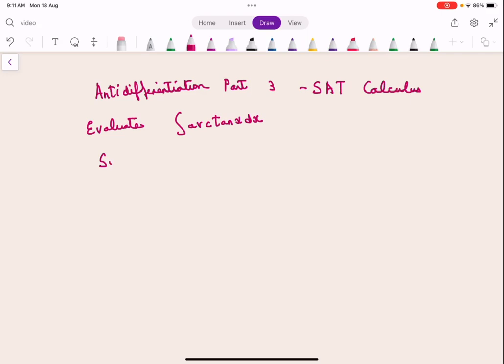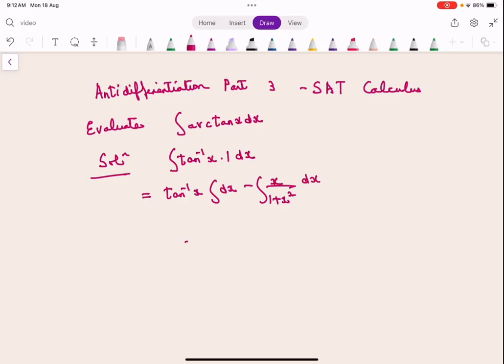So let's come to the solution. Arc tan x is nothing but tan inverse x. So this is tan inverse x. We are going to integrate by parts. So take the second function as 1. So tan inverse x into 1 dx. So that will be u integral v, tan inverse x integral dx, minus integral of derivative of tan inverse x, which is 1 by 1 plus x squared. Integral of dx is x.